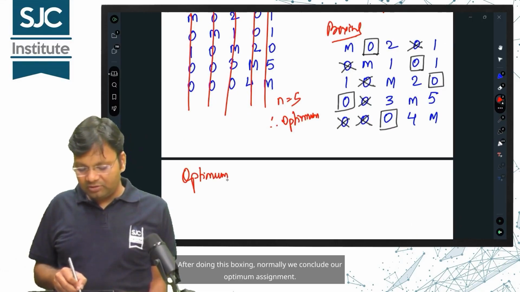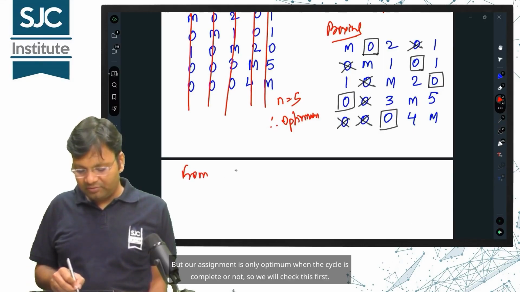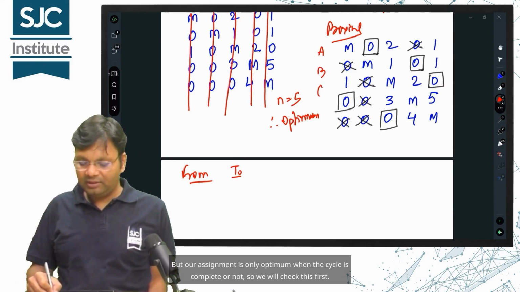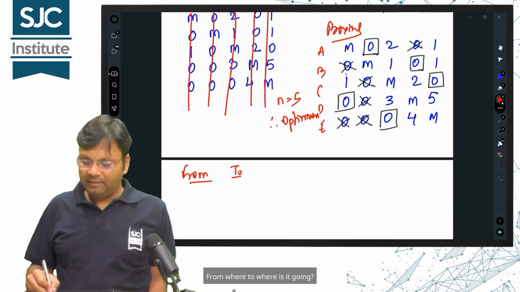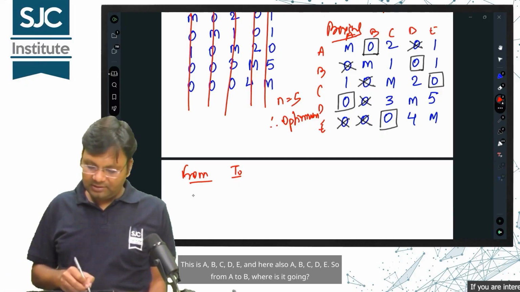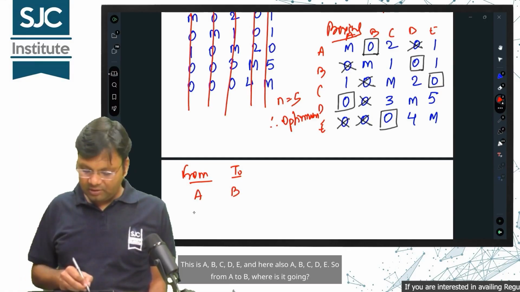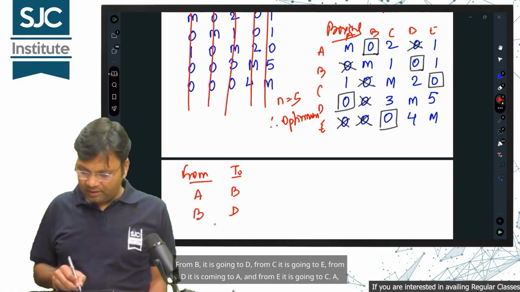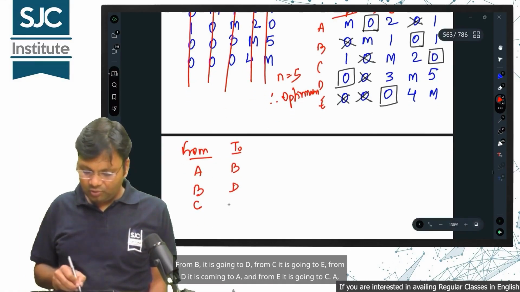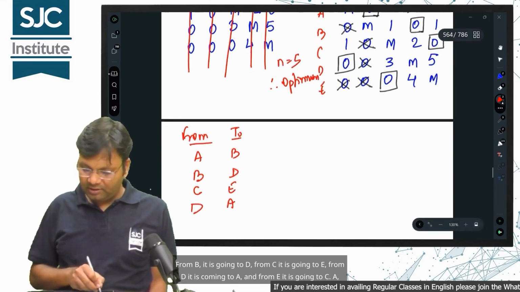But our assignment is only optimum when the cycle is complete or not. So we will check this first. From where to where is it going? This is A, B, C, D, E, and here also A, B, C, D, E. So, from A it is going to B. From B, it is going to D. From C, it is going to E. From D, it is coming to A. And from E, it is going to C.